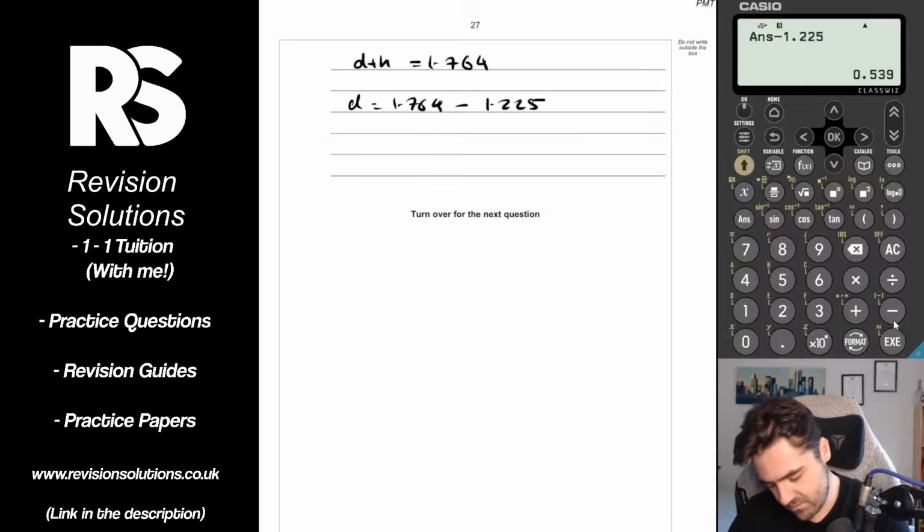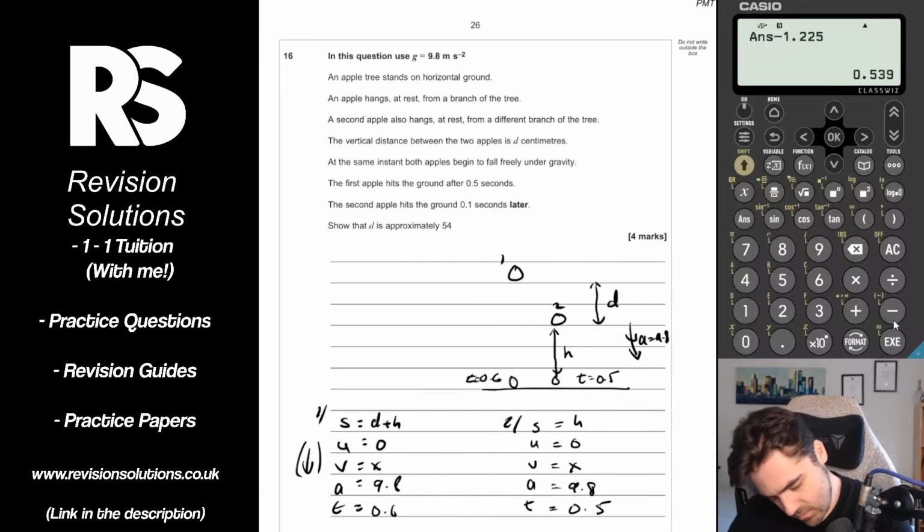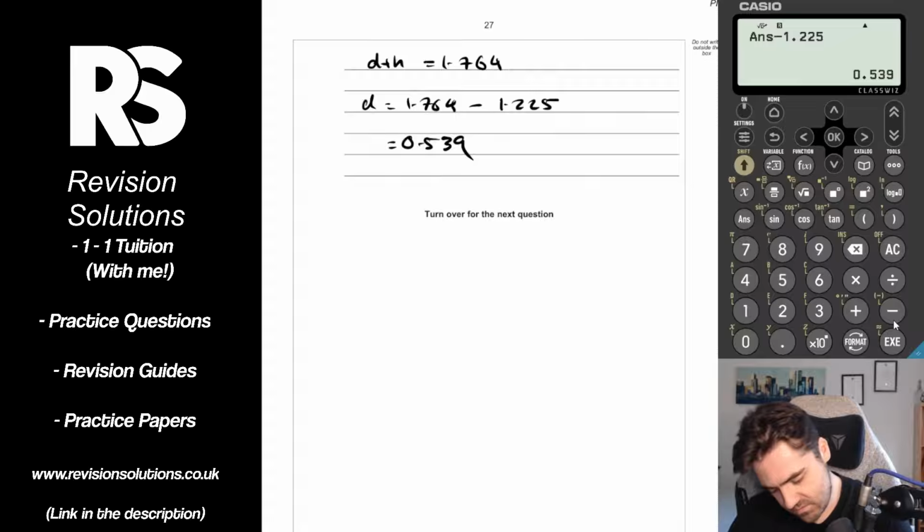And we get 0.539, which is about 54 centimeters, 0.539 meters.